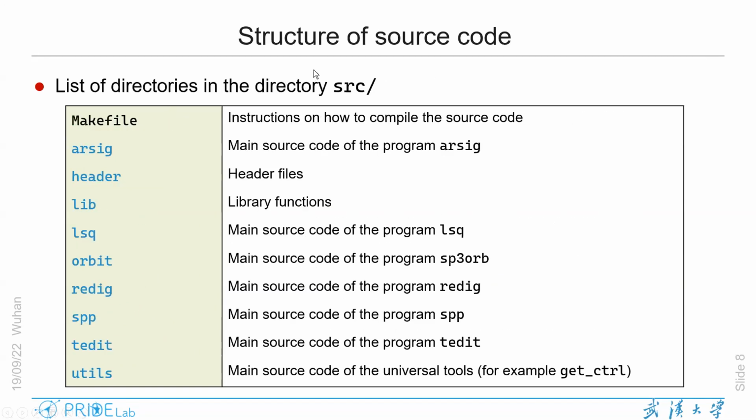Then here is the source code. The codes for the programs in the bin folder are roughly grouped by their names into the several folders that appear here. For example, we can also find a folder named RSig and another folder named LSQ here. Apart from that, there is a header folder containing the header files that define the constants and the data structures, and a lib folder containing the commonly used library functions.